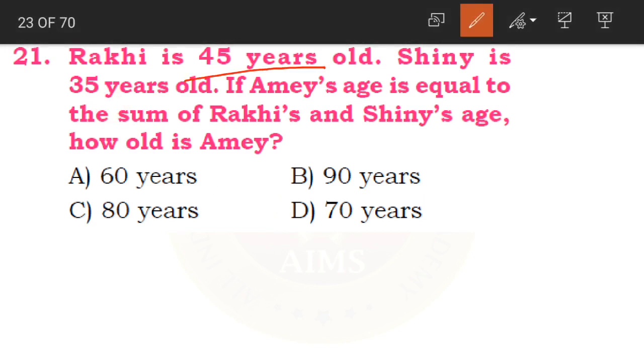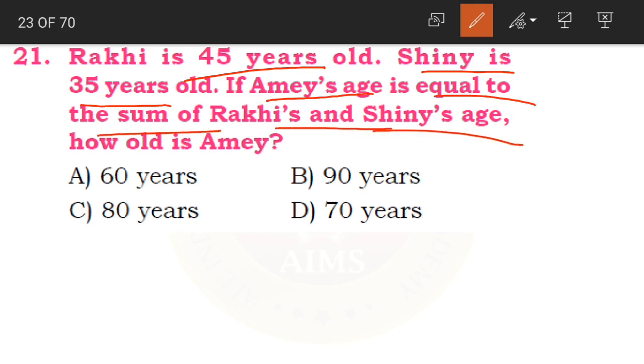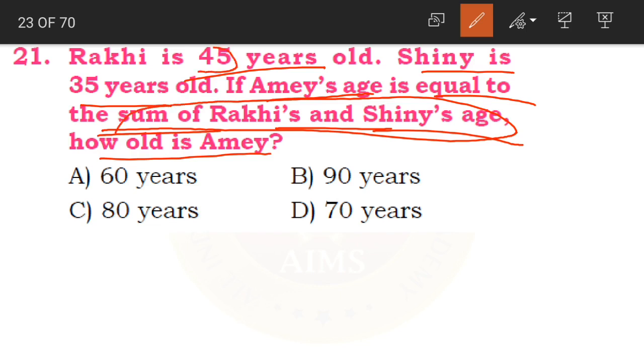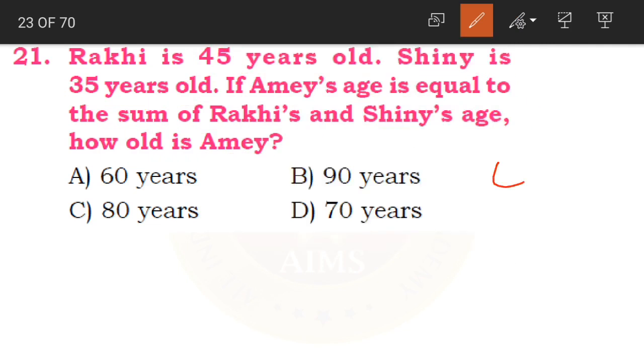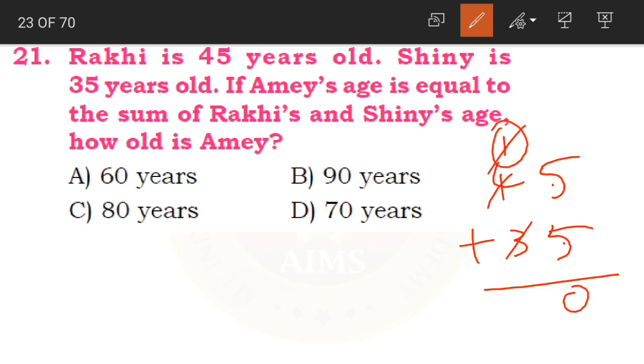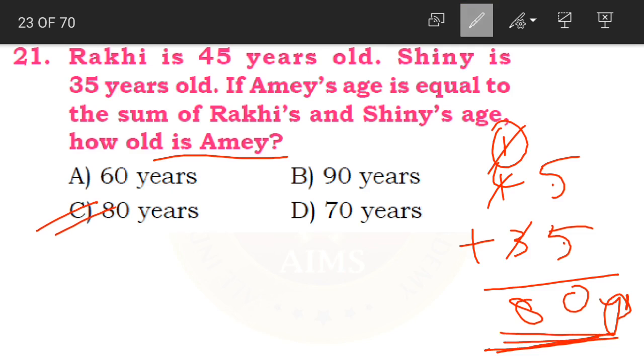Moving on to question number 21. Rakhi is 45 years old. Shiny is 35 years old. If Amy's age is equal to the sum of Rakhi's and Shiny's age, how old is Amy? What should we find out? The sum of Rakhi and Shiny's age. 45 plus 35. In the ones place, 5 plus 5, 10. 0 here, 1 carried. 1 plus 4, 5. 5 plus 3, 8. Yes, children, 80 years old. Option number C. Amy is 80 years old.